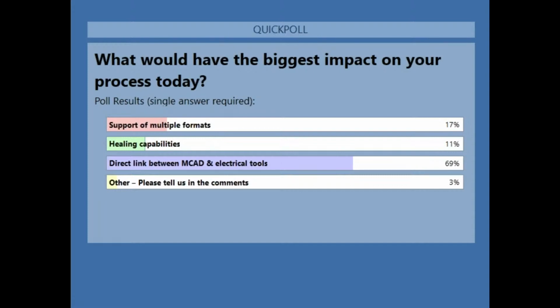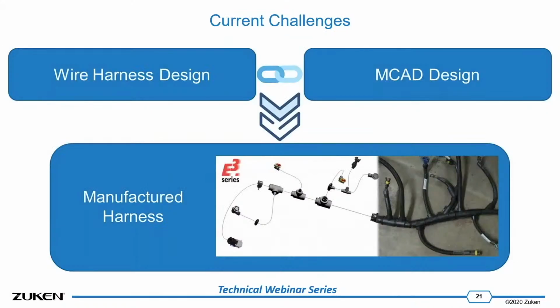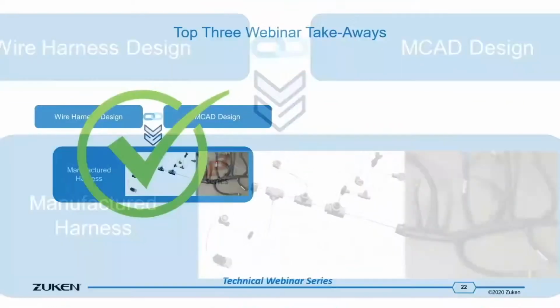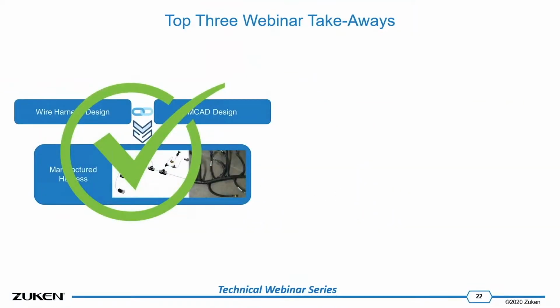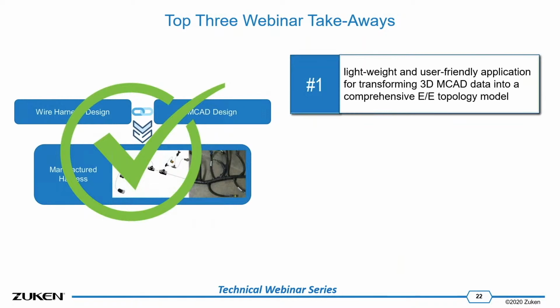So we will continue on to our next slide here. Again, we're just going to reiterate the current challenges, and as we saw in the poll, getting the link between your schematics and MCAD design is a very big challenge for us. And then, like we talked about earlier, is ultimately getting to this manufactured harness. An E3 3D transformer, in my mind, I believe, puts a big check mark on this for us, as we've seen today. And there are a few takeaways and the reasonings why we think this is a big check mark on that process.